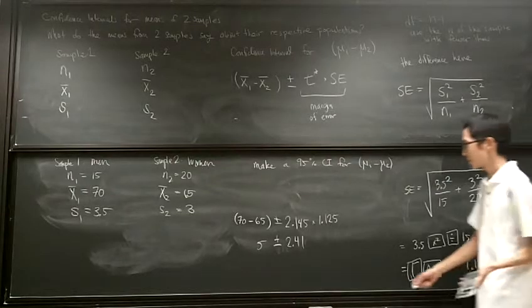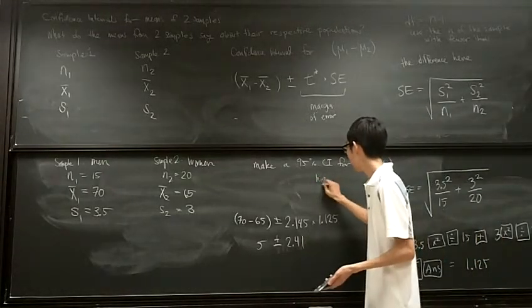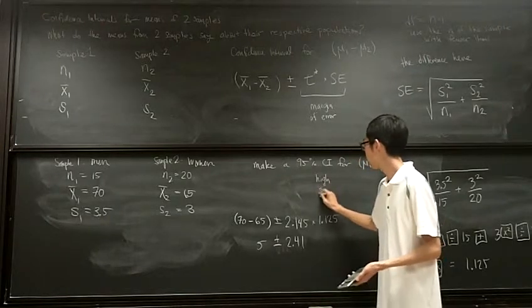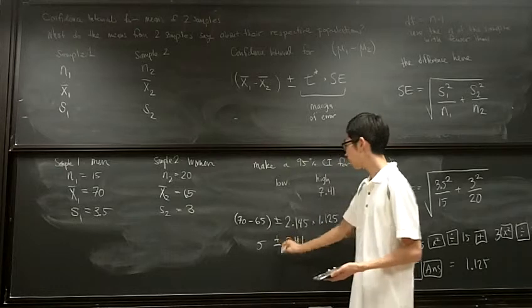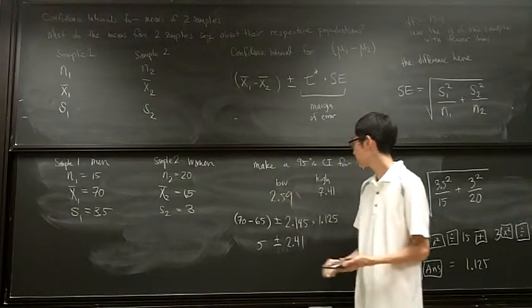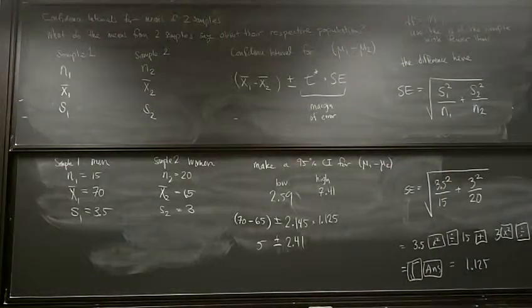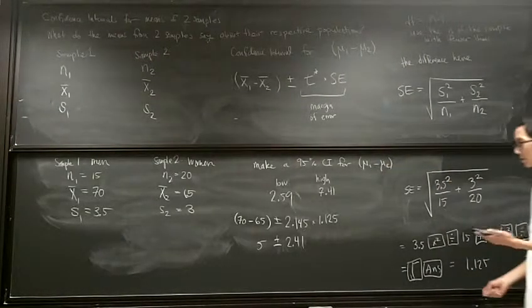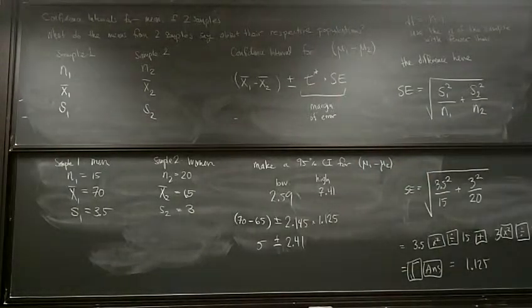Okay. So I have 5 plus or minus 2.41. On the high end I do 5 plus 2.41 and I get 7.41. On the low end I do 5 minus 2.41 and I get 2.59. Isn't it 7.413? Would we get marked off if we did 4? Okay, yeah, you can keep the third decimal. Whatever, fine, I'm not gonna mark you off for that, okay?